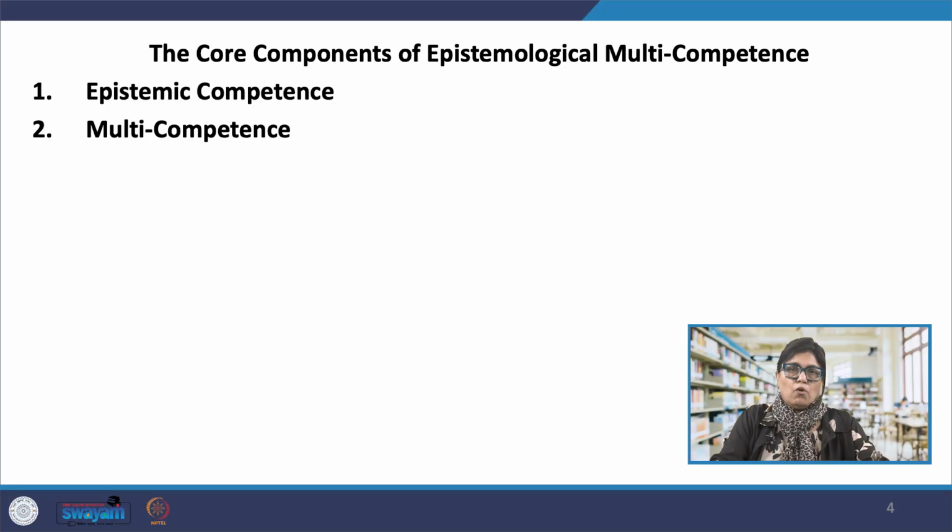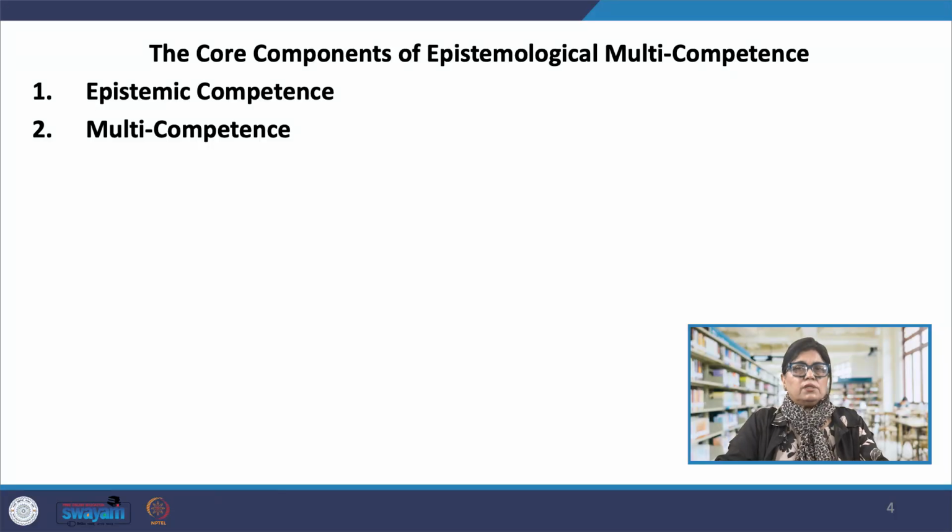So the core components of epistemological multi-competence: the first one is epistemic competence. This refers to an agent's individual or group capacity to produce and sustain beliefs in reliable ways. According to philosophers like Ernest Sosa, it involves three levels: adroitness, that is a skill; aptness, success due to a skill; and reflectiveness, that is understanding why one is successful.